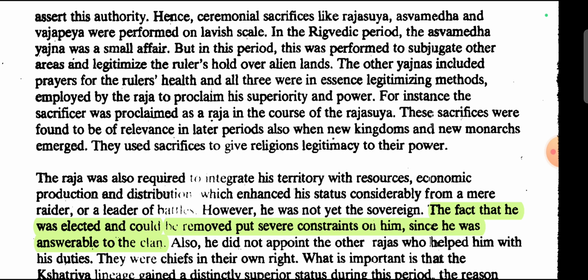In the Rigvedic period, the Ashwamedha Yajna was a small affair. But in this period, it was performed to subjugate other areas and legitimize the ruler's hold over alien lands. The other yajnas included prayers for the ruler's health, and all three were in essence legitimizing methods employed by the Raja to proclaim his superiority and power. For instance, the sacrificer was proclaimed as a Raja in the course of the Rajasuya.